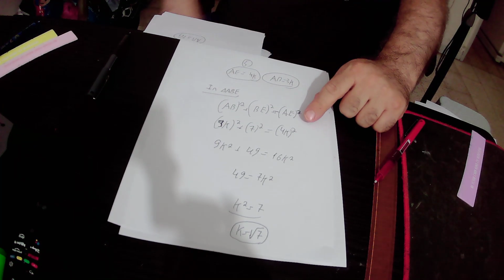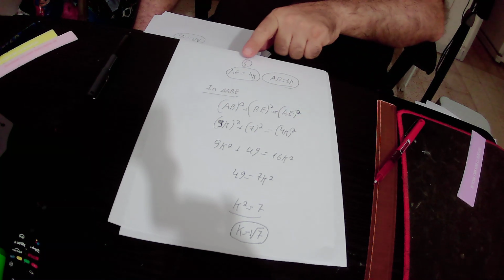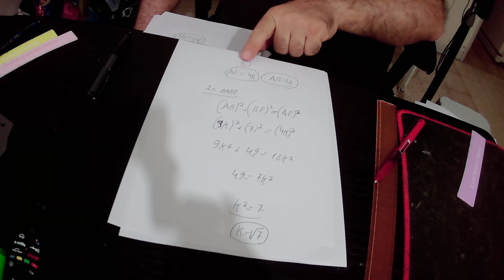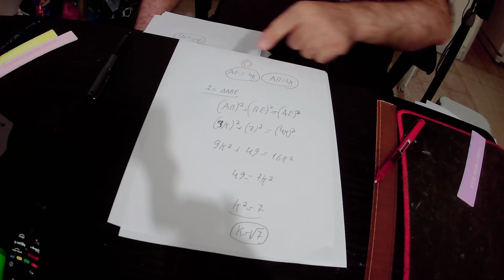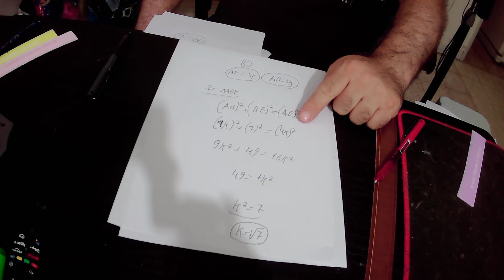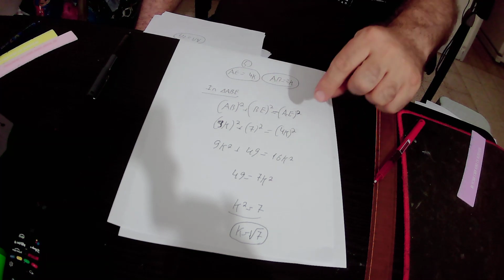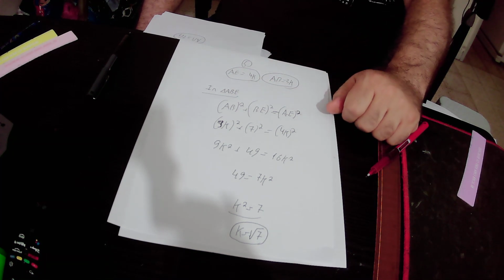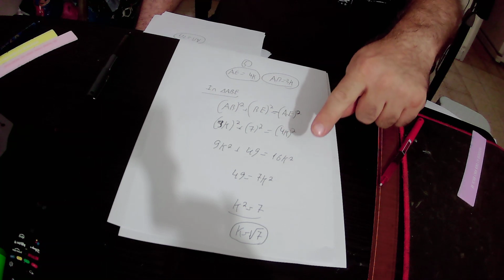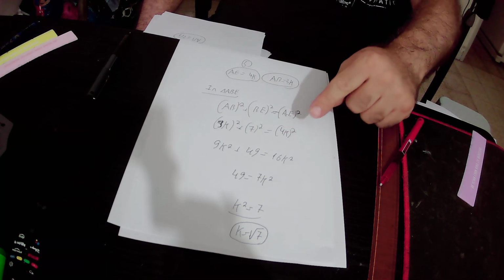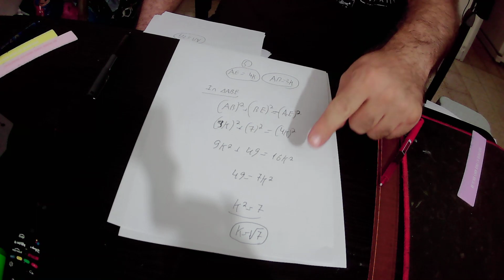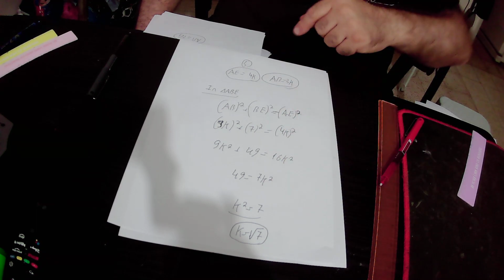And AE we have already found out. As I've already showed you, if AB equals 3k, then AE must be equal to 4k. So AE equals 4k, so we substituted AE by 4k. Then we opened the brackets here, and we have only one variable with one equation, so we found that k equals root 7 units.